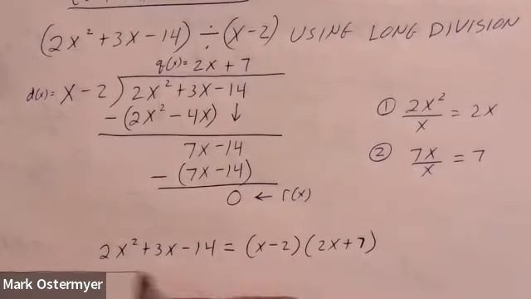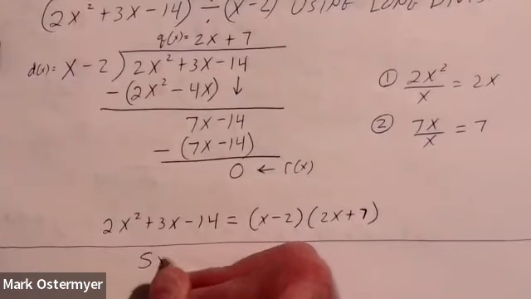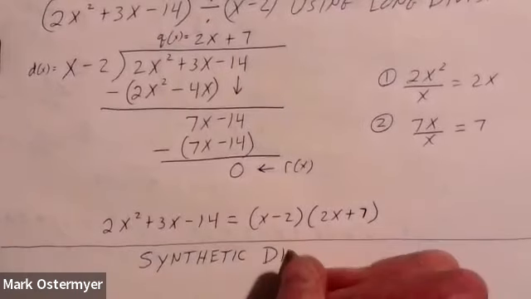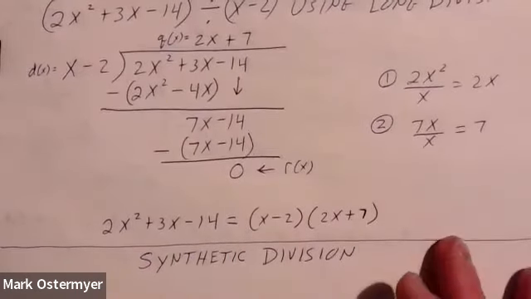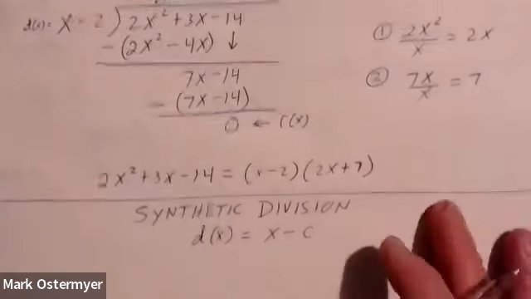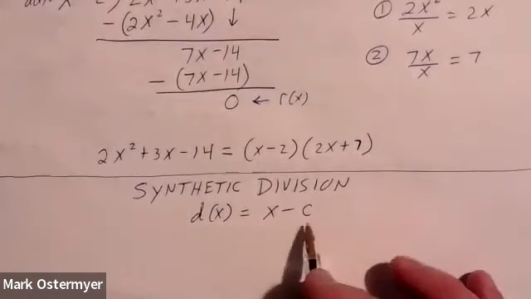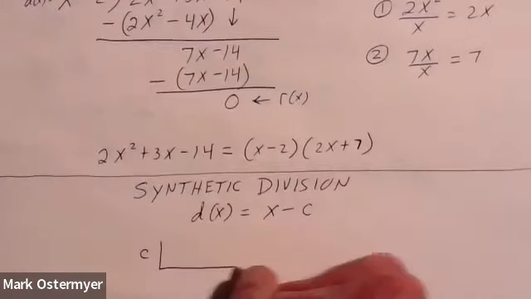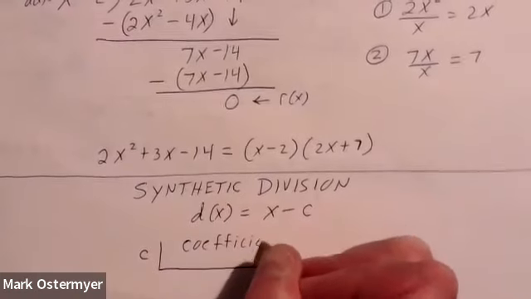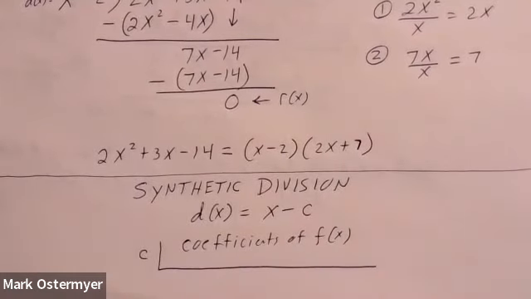Now, there is a quicker way to divide a polynomial by a binomial. As long as your binomial has a certain form, you can utilize this quicker method of division called synthetic division. Synthetic division requires that your binomial divisor be of the form x minus c, where c is an integer. And what we do then is we take this number c and we divide it into the coefficients of our polynomial function, as long as they are written in descending order. This is called synthetic division.